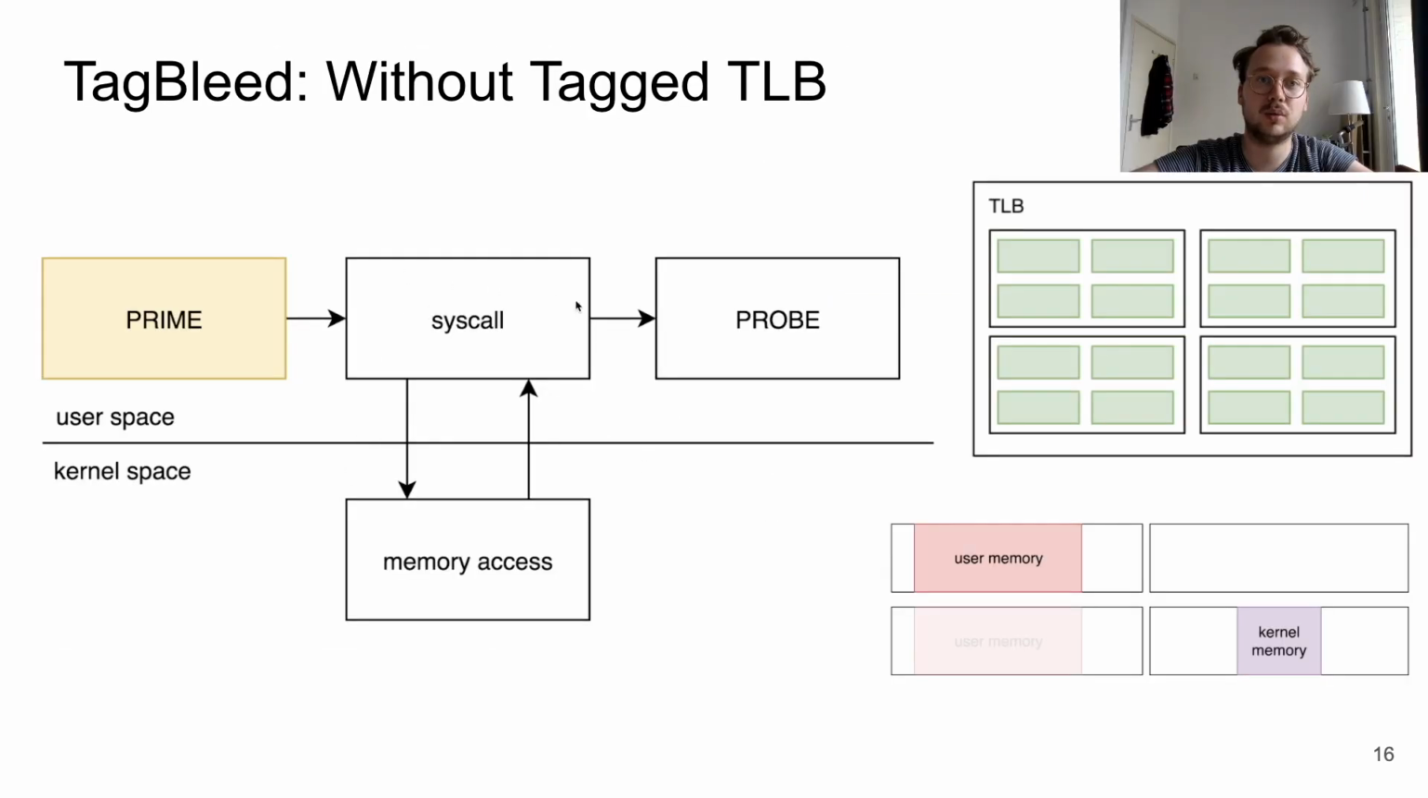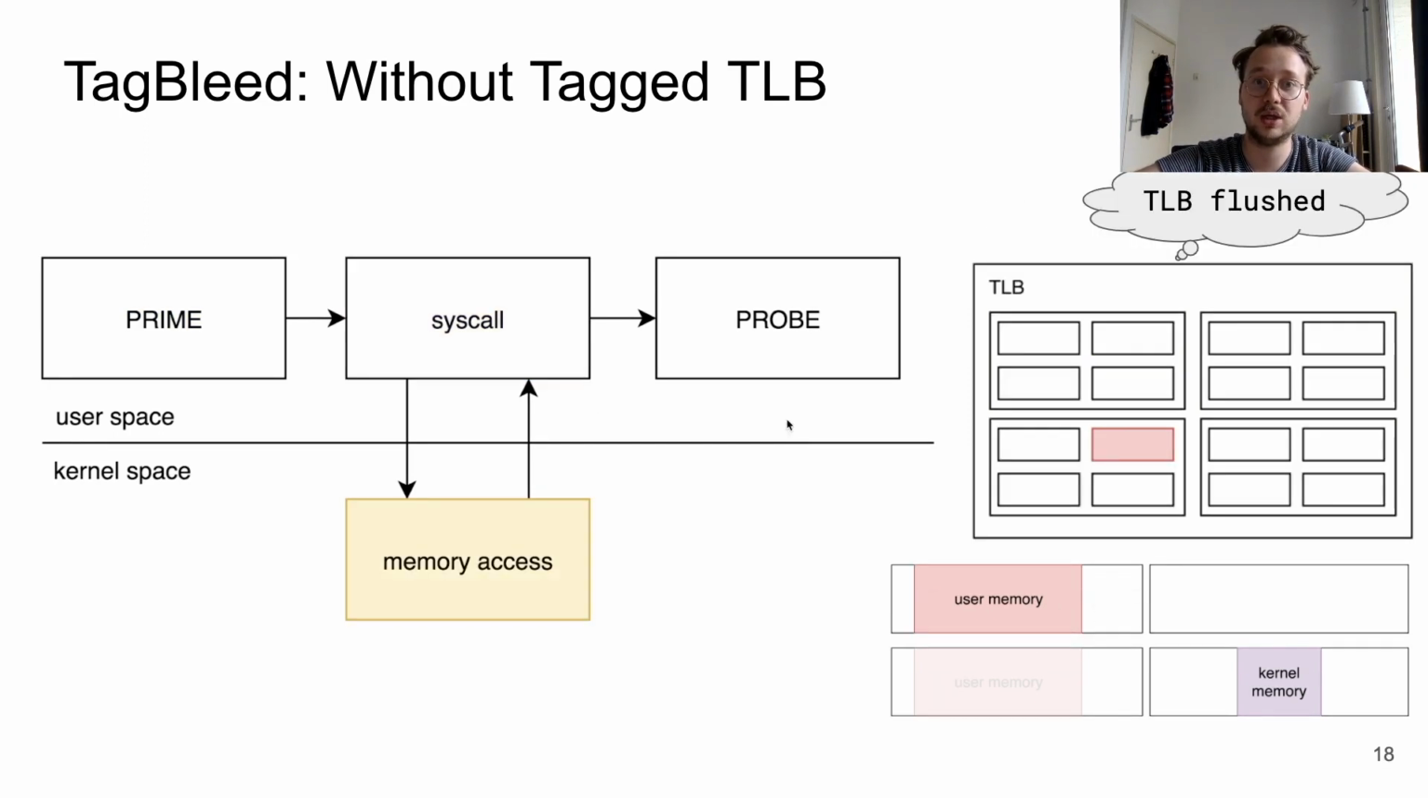Let's look at TagBleed without TLB tags on an isolated address space. So let's imagine we are priming all entries in the TLB. And then we do a system call. And because we have separated address spaces, we need to flush the TLB, because otherwise there would be invalid entries. So now there's a memory access happening in the kernel. All our entries got flushed, and the kernel adds one entry here. And when we return back to user space, we need to flush the TLB again. So we cannot infer any information left by the kernel without TLB tags.